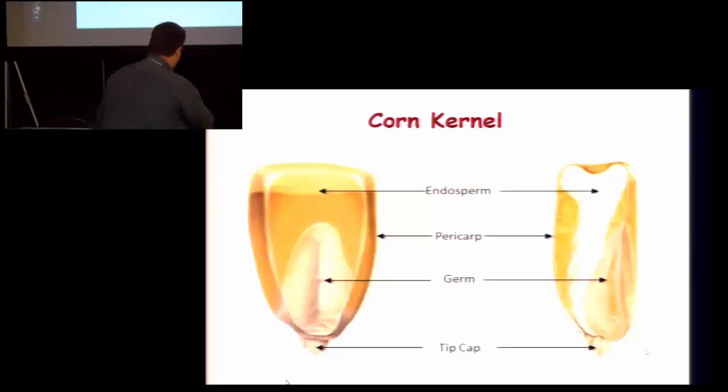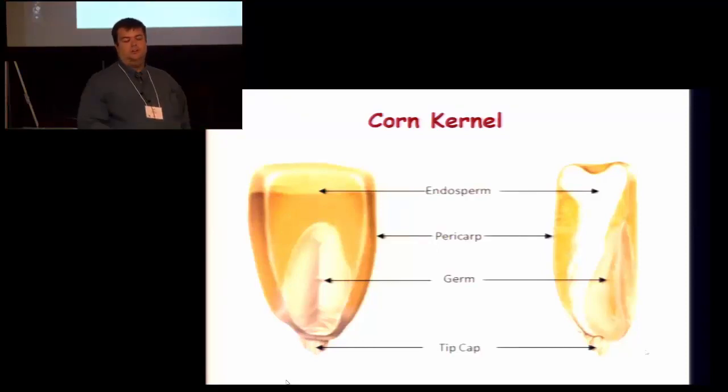When you open that kernel in the middle, you'll see that you have a white portion. That's the endosperm. That's where starch is. You have here the embryo, the germ. That's what's going to be a new plant. And you have an outside portion protecting everything that is inside that we call pericarp.